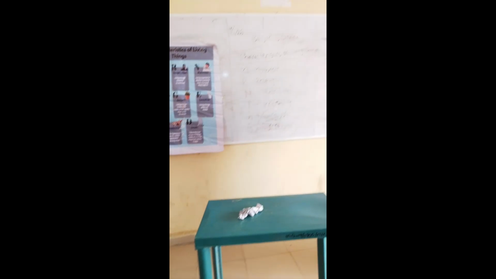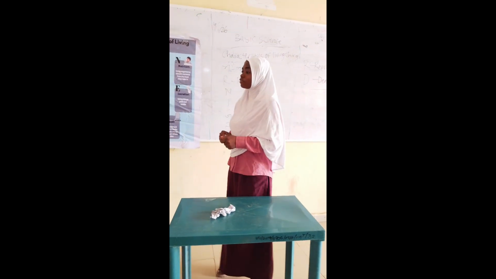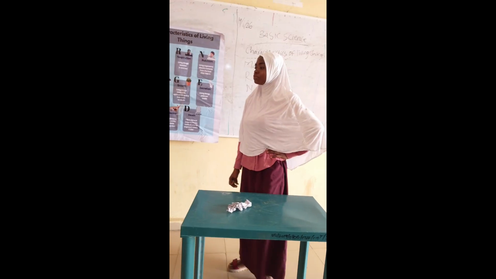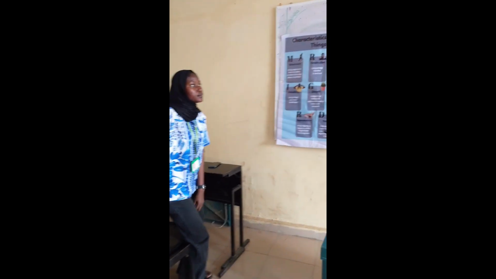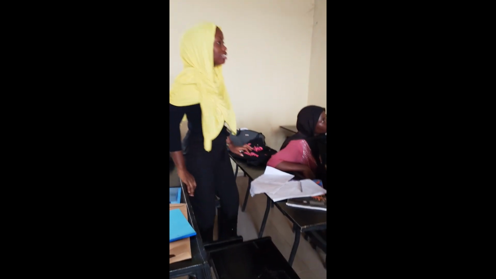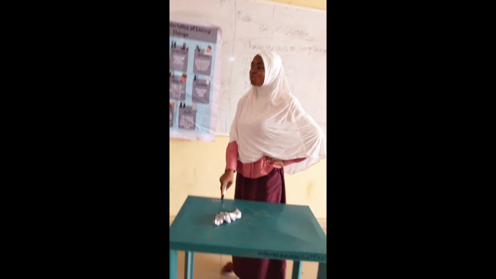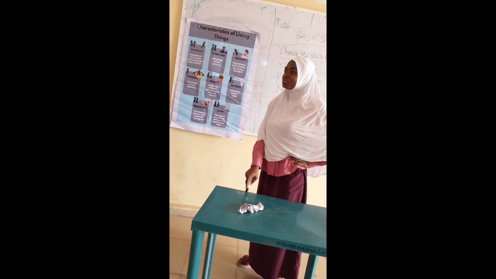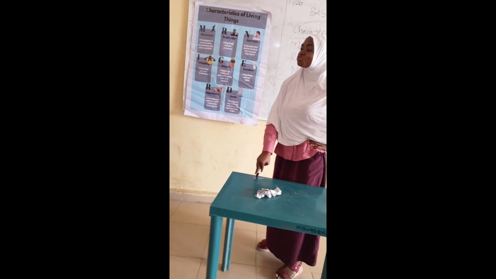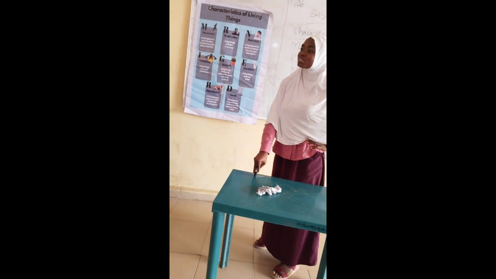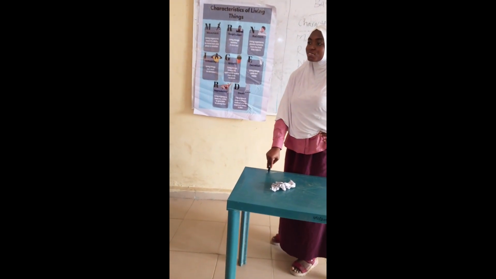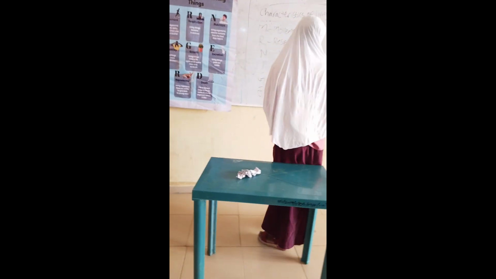So can I ask you my question? Movement and respiration. Can you define respiration? It is the ability of living things to breathe in and out, to take in oxygen and breathe out carbon dioxide. That's respiration.